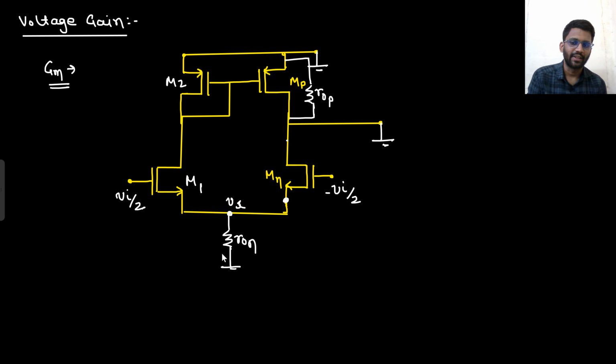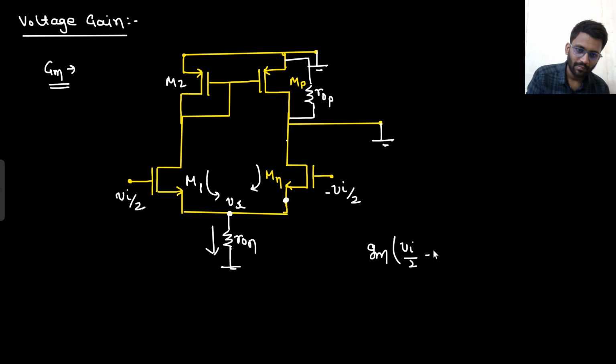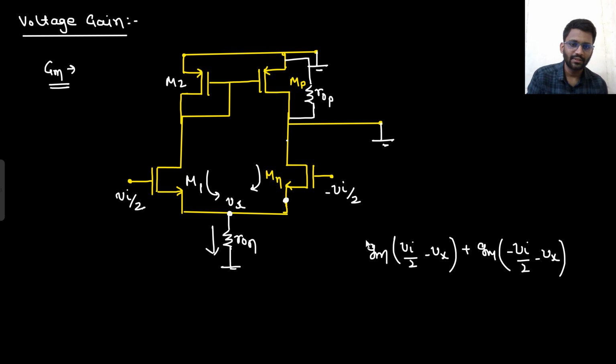Now my target is to find this Vx. How can I find it? What is the current flowing here? And what is the current flowing here? Both the currents combined will be going into this resistance. What I mean to say is that Gm (Vin/2 minus Vx) plus Gm (minus Vin/2 minus Vx). This current is going into this resistance, that is R0 n, and this potential will be equal to Vx.